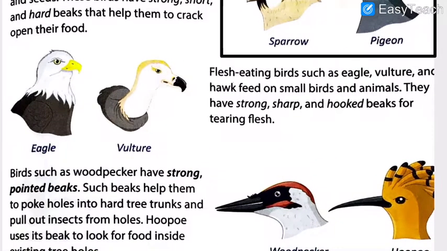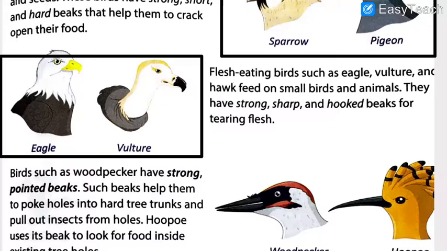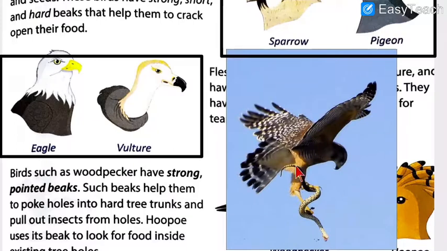Next is flesh eating. So flesh eating birds such as eagle, vulture and hawk feed on small birds and animals. That means, my dear students, these eagle and vulture, they don't eat vegetarian food. They eat small animals or the birds. Yes, they are able to hunt small animals and birds. I also have brought the picture for you of an eagle hunting an animal. So I hope you can see clearly how they hunt the animal.